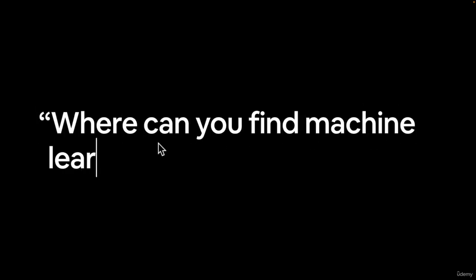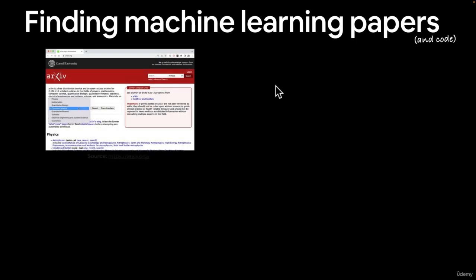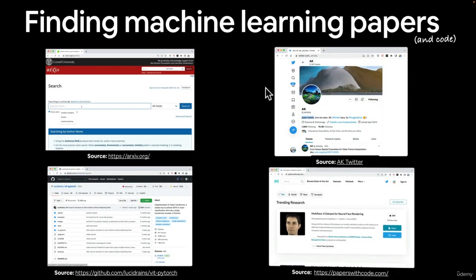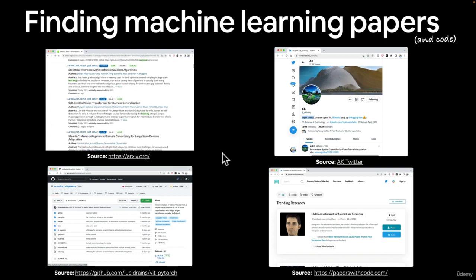So now let's go through the question: where can you find machine learning research papers? And here's another caveat. There is going to be too much for you to go through because machine learning is booming, right? We all know that. That's probably why we're here. And deep learning as well. When I say machine learning, I mean deep learning as well.